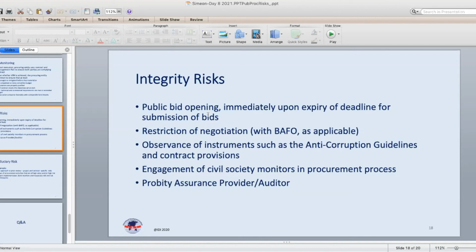Another technique that has been introduced into the World Bank system in particular for mitigating risks associated with negotiation is the probity assurance provider or auditor, a third party that sits in on negotiations between the parties and can vouch for the integrity of that process.